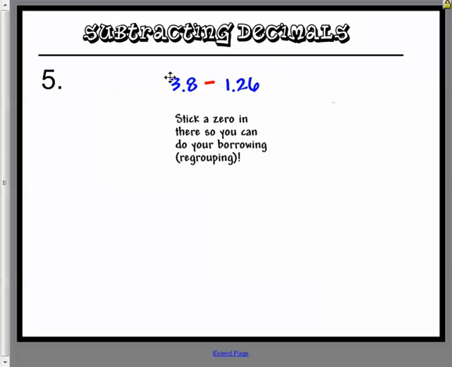What do you do if you have 3 and 8 tenths minus 1 and 26 hundredths? I can't take hundredths away from tenths, but I can think of it as an 80, okay? So 8 tenths and 0 hundredths, so 80 hundredths. Stick a 0 there so you can borrow and regroup. All right, now I want you to try this problem in your notebook. Make sure you label it number 5. Make sure that you have these two versions written down, the crossways and then lined up.